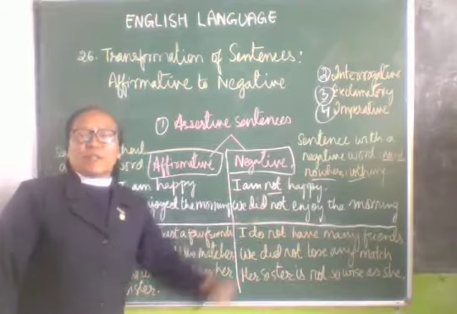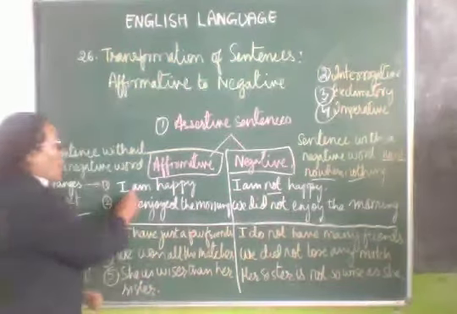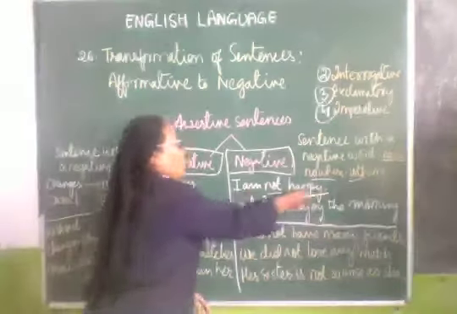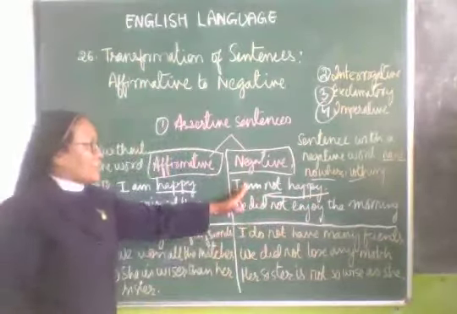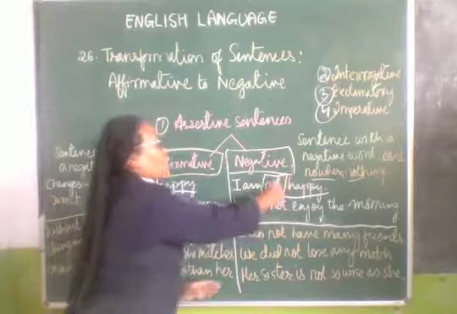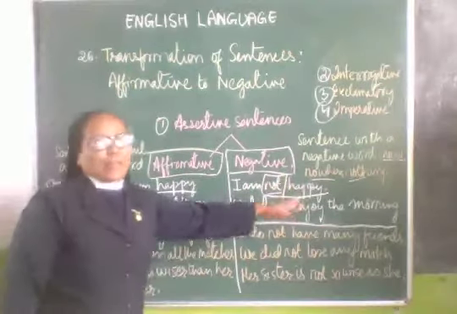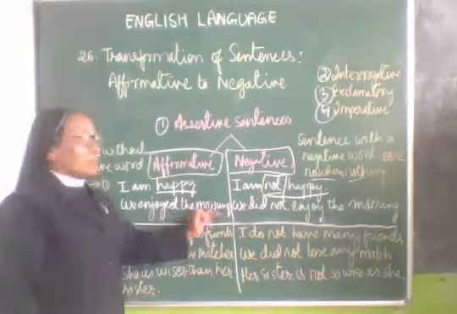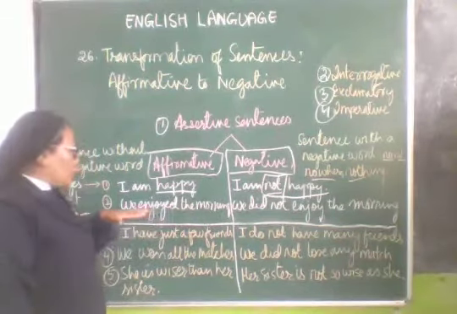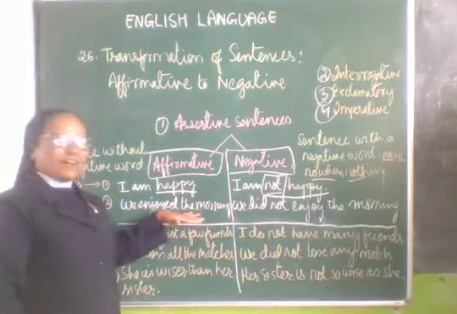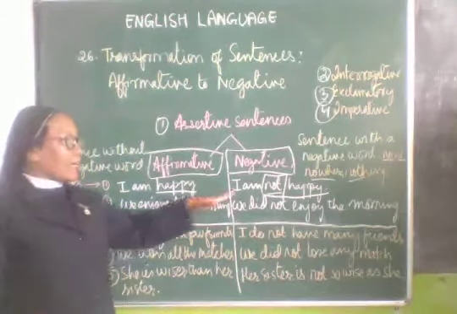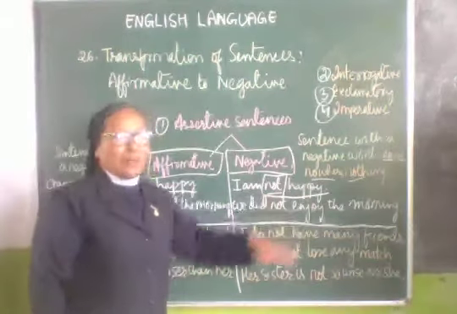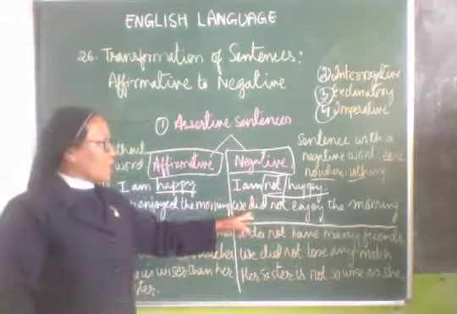See here. I am happy. Here, I am not happy. See, in the negative sentence, the negative word is there, not happy. And here, we enjoyed the morning, no negative sense. Whereas in the negative sentence, if you see, we did not enjoy the morning.